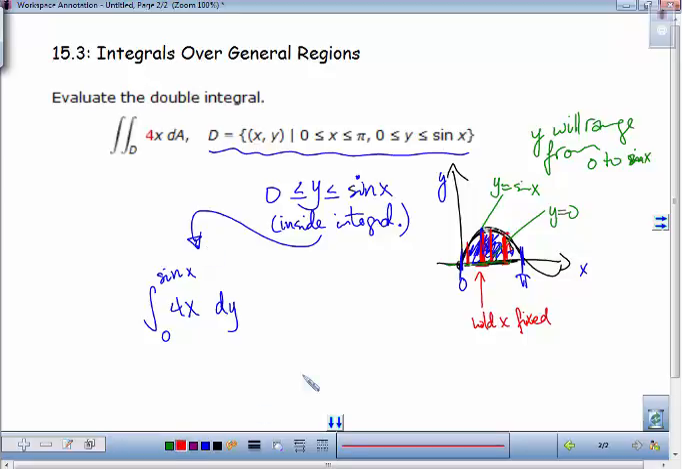Okay, now how am I going to stack up my bread? Well, I'm going to stack up my bread with x values starting from 0 to x is equal to pi. So my x is going to go from 0 to pi, and this will be my outer integral. So my outer integral is going to go from 0 to pi dx.